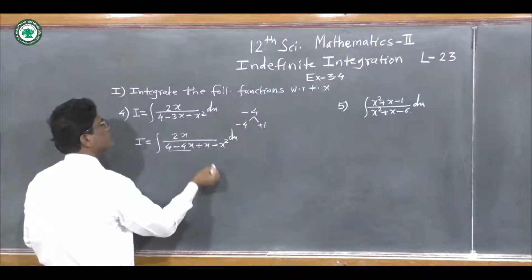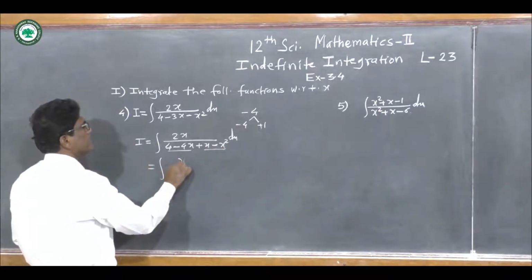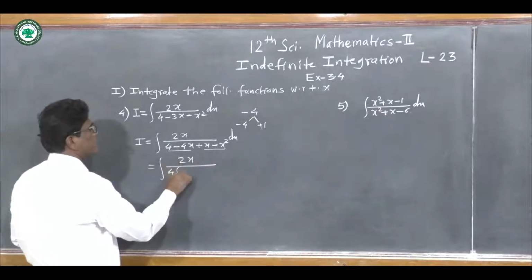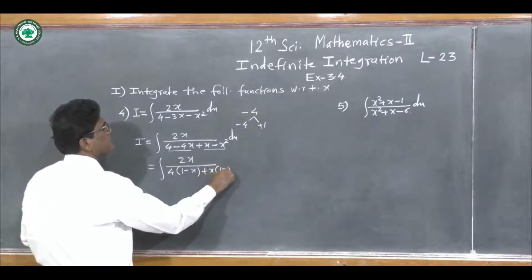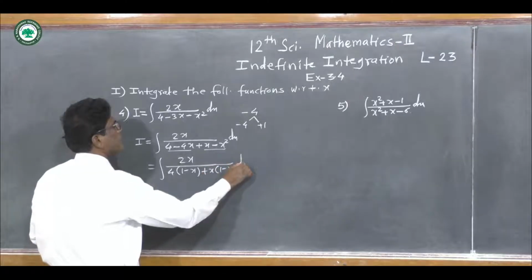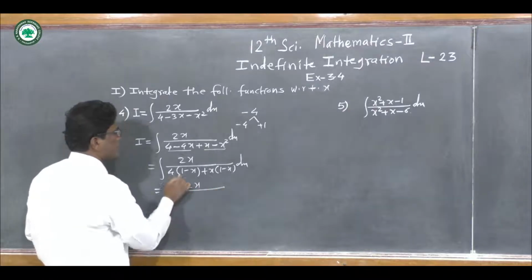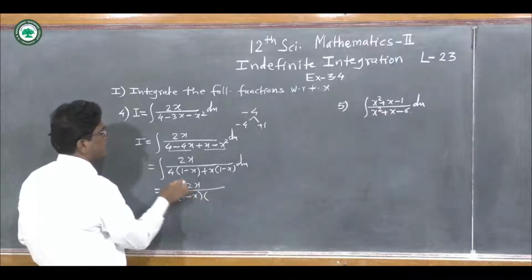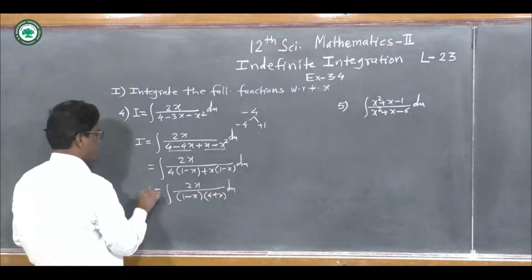Now from these two terms take 4 common, 4 in the bracket 1 minus x, and from these two terms take plus x common, 1 minus x, into dx. So it is equal to integration of 2x upon, now take 1 minus x common, 1 minus x in one bracket and 4 plus x in another bracket, dx.